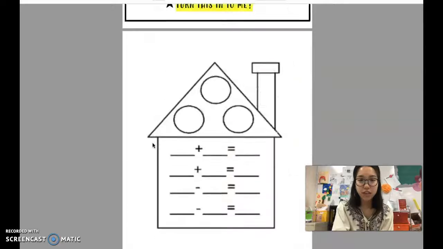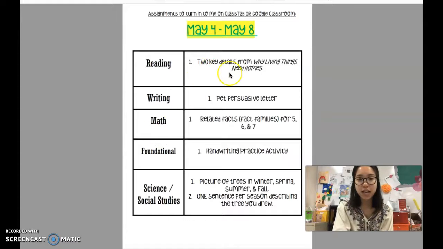So I will scroll to the very top. Again, reading is just 2 key details or 2 sentences. The writing will be the letter to me, persuading us to get a pet. Related fact families for 5, 6, and 7 for math. Foundational is the handwriting practice, and then science and social studies will be a picture and 1 sentence per season describing the trees. So that's all we have for this week, guys.